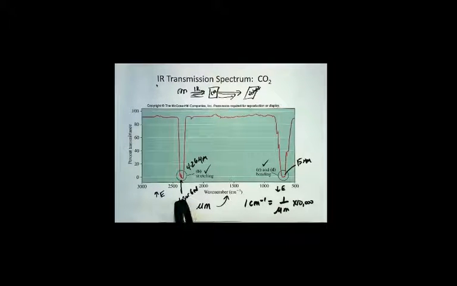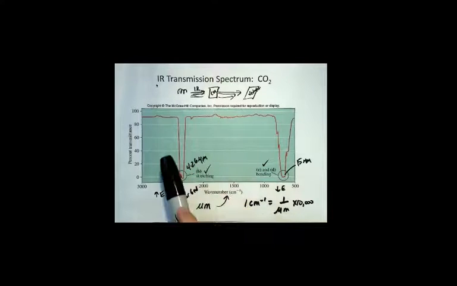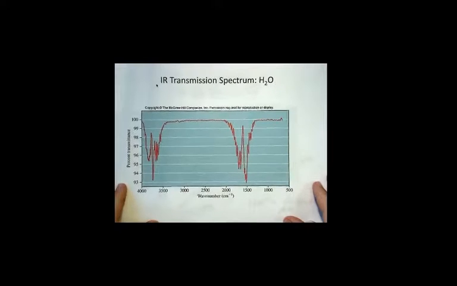All right, so the bottom line is that this is evidence that carbon dioxide does indeed absorb infrared radiation. This is the transmission spectrum from the IR spectrometer, and there are two major regions of absorption, one due to the stretching, the asymmetric stretch, and another one due to the bending. Okay, so here's another IR transmission spectrum. This one's for water. Okay, take a look.